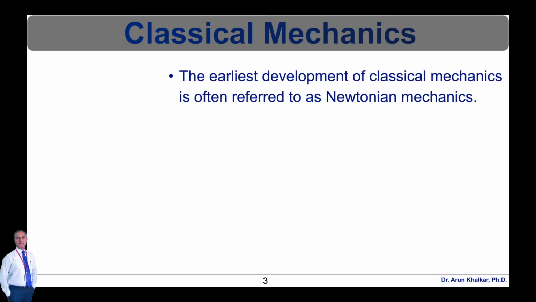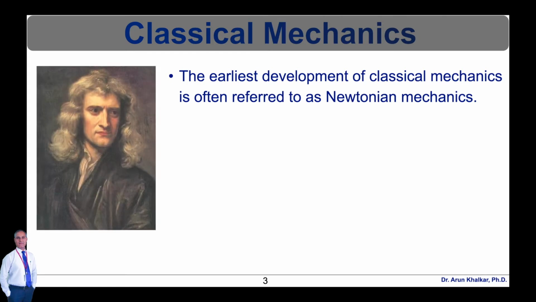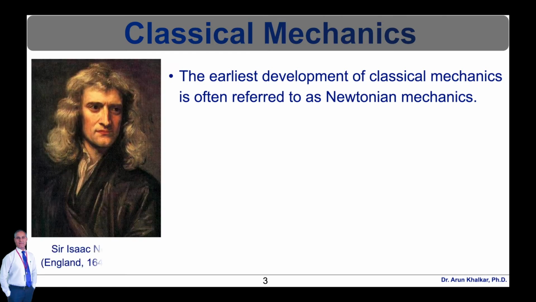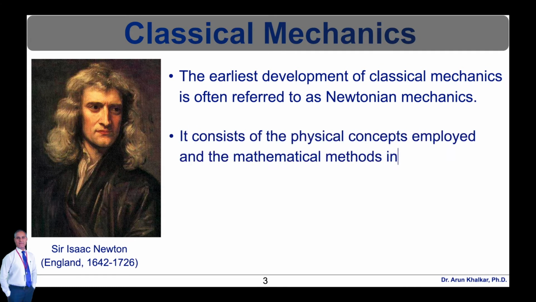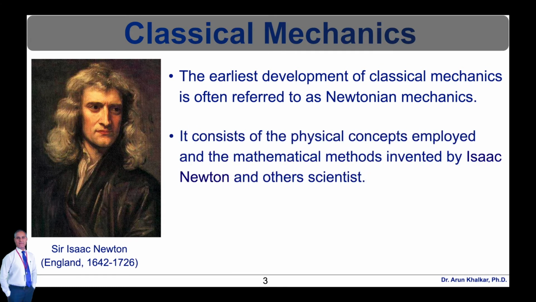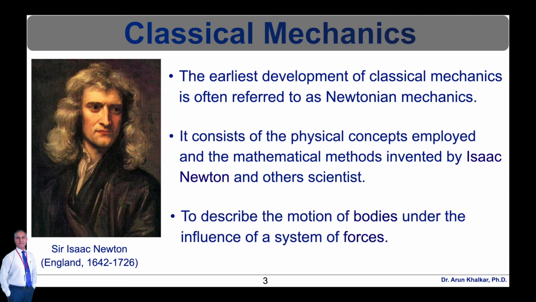The earliest development of classical mechanics is often referred to as Newtonian mechanics. It consists of the physical concepts employed and the mathematical methods invented by Sir Isaac Newton and others in the 17th century to describe the motion of bodies under the influence of a system of forces.